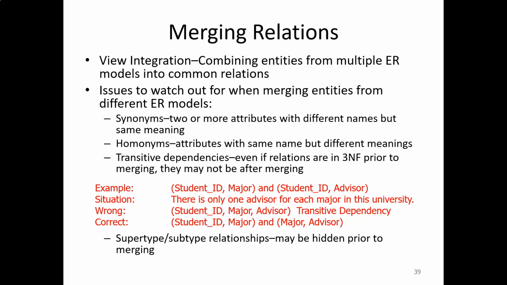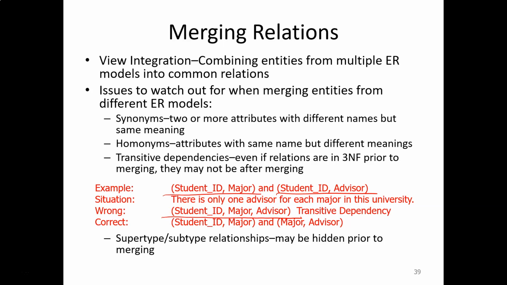Sometimes you have relations that are already in the third normal form before you merge them together, but after you merge them together, it has a transitive dependency. For example, let's say you have student ID and also student major. You have another table with student ID and advisor. You see these 2 tables and you say, well, maybe these 2 tables can be merged together. They're both about students. So you merge these 2 tables together, so now you have student ID as the primary key and then major and the advisor.